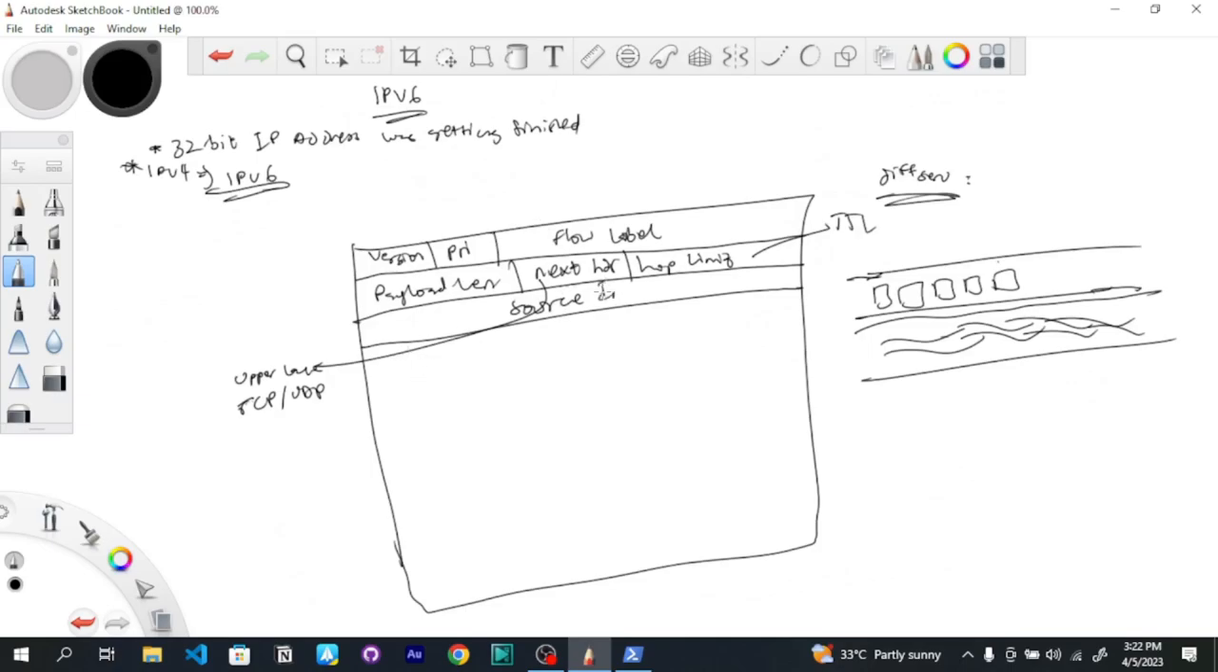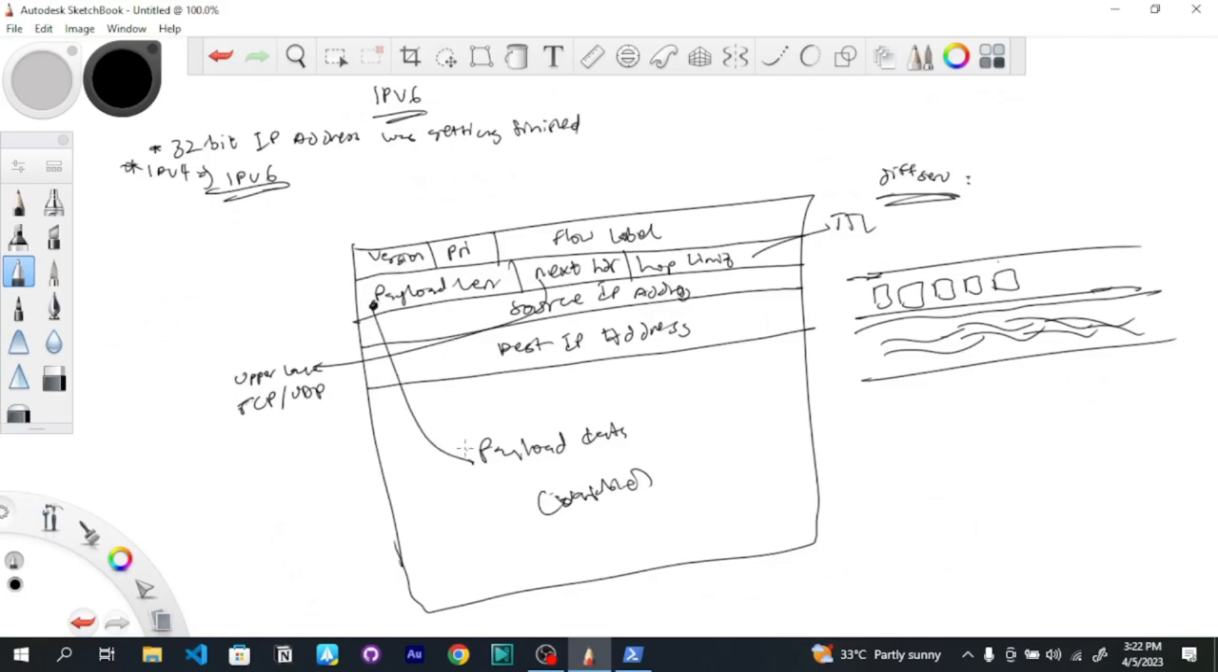We have a source IP address, which keep in mind is 128 bits, and a destination IP address, also 128 bits. Then we have the payload data, which can be variable. That's why we keep a length here, so we know exactly where the payload starts and where it ends. So what are the things I'm missing? There's no checksum here. There's no fragmentation.